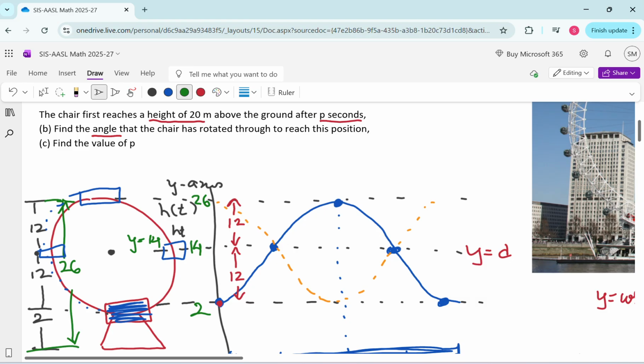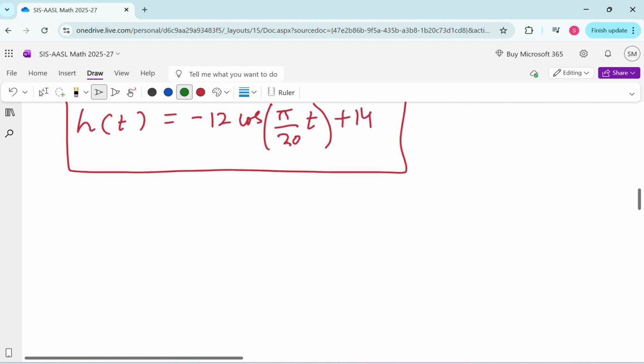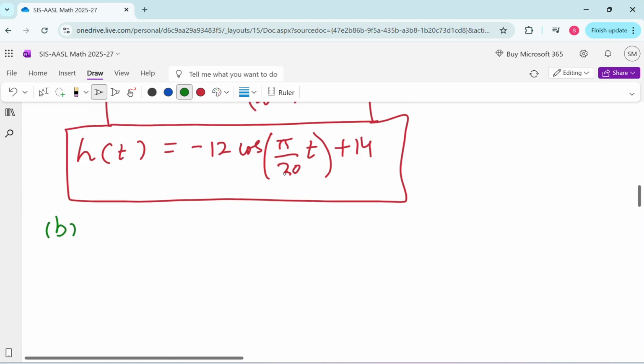Now let's answer the second and the third part. B part says, find the angle that the chair has rotated through to reach this position. So let's look at B. When they say angle, the angle in this case is what you see next to cos, because it is cos of 30, cos of 40 in terms of degrees, or cos of pi by 20 radians, or pi by 40 radians, whatever it is. So this is our angle which we have to find in the B part.